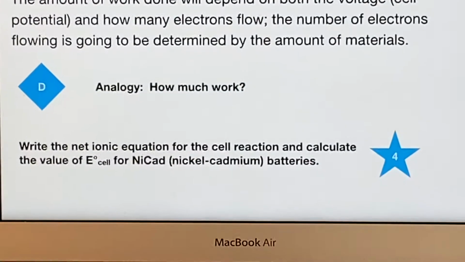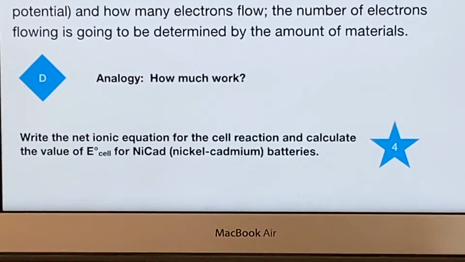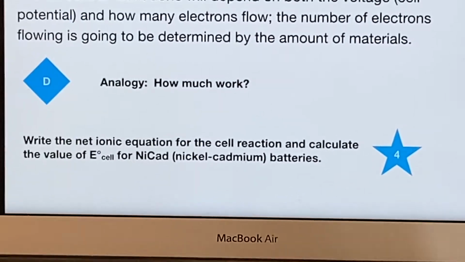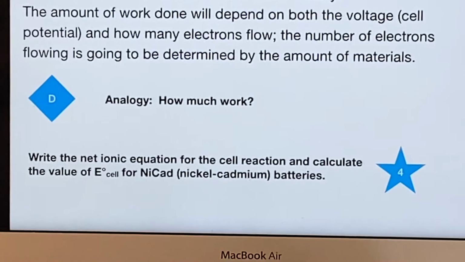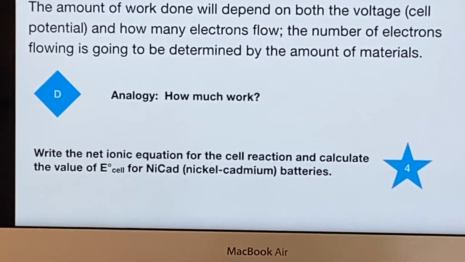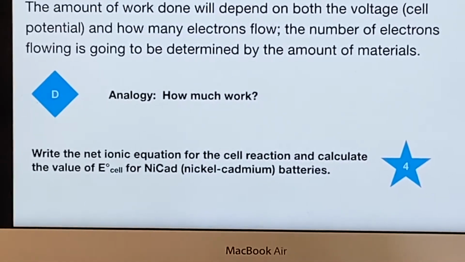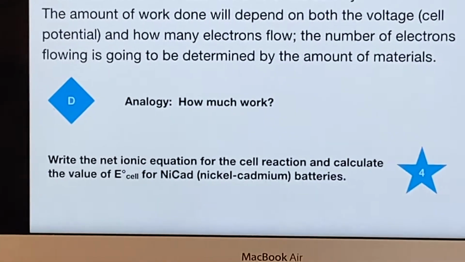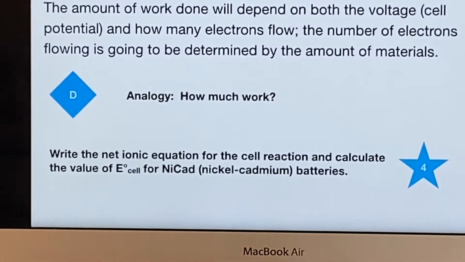It says, write the net ionic equation for the cell reaction and calculate the value of the standard reduction potential for the NiCad battery. Well, that is not terribly well stated to us. In fact, we're probably going to end up doing a search on the internet to find out what equations they're talking about. What is happening inside of a nickel cadmium battery?